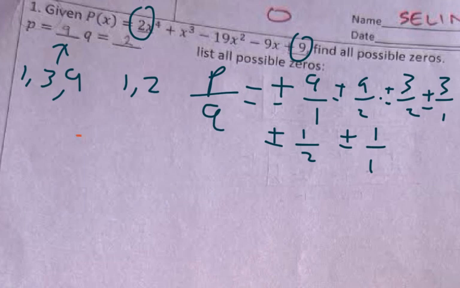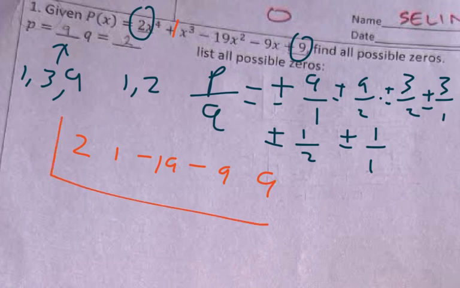So I'm going to just take my coefficients 2, 1, negative 19, negative 9, and 9. Now, I would start, obviously, with integers and avoid the halves for now. Let's go ahead and try 1 and negative 1. Let's start with 1 here. And again, at this point, you're just kind of guessing. Unless you're allowed to look at the graph, you're going to have to just guess and check. So I'm going to start with 1.